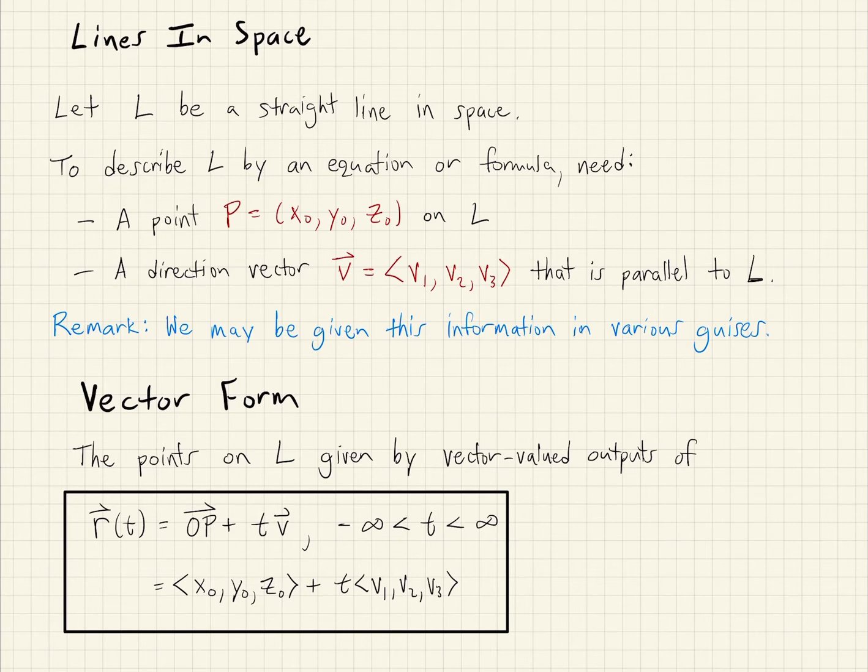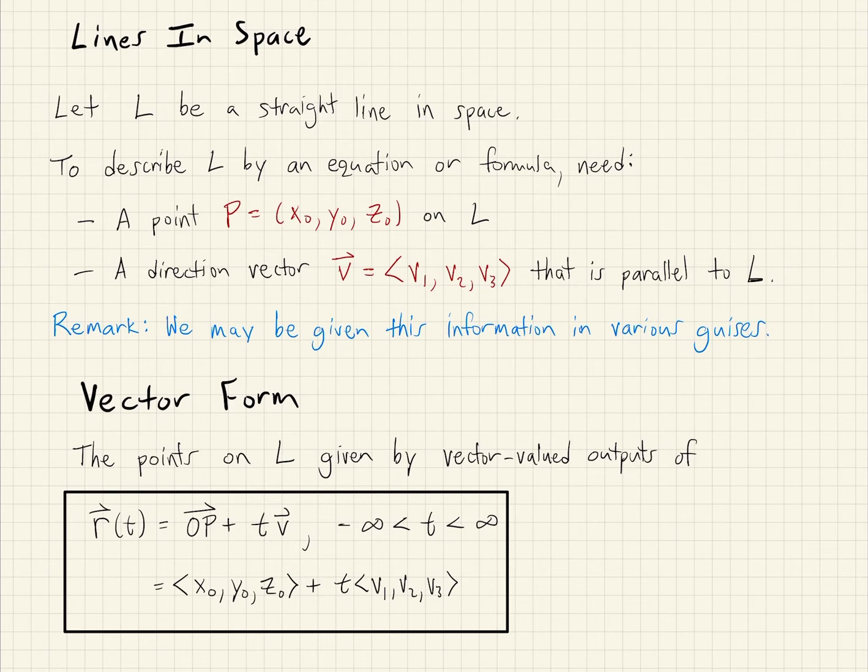But we're going to let capital L denote a straight line in space. And so we want to describe L by an equation or a formula. To do that, there's sort of two pieces of information that we absolutely have to have. We need to know a point that is on the line. In this case, I'm going to call this point P, and it has coordinates x0, y0, and z0. In a given problem, you'll have to figure out what these values are.